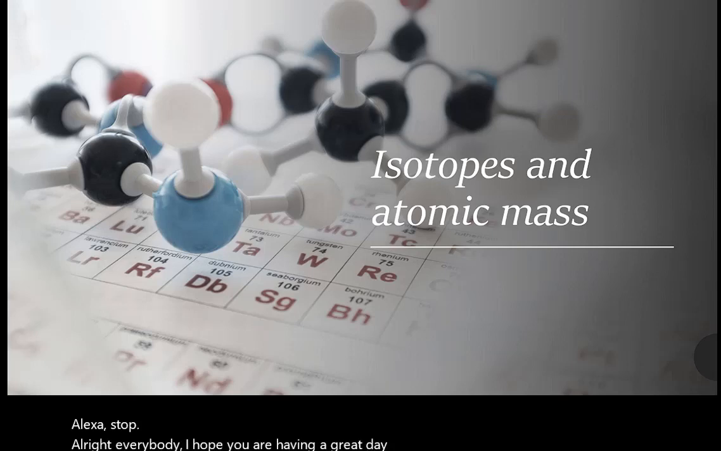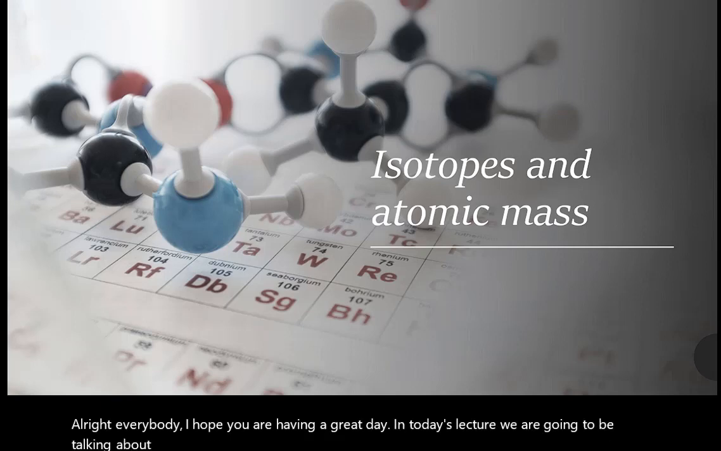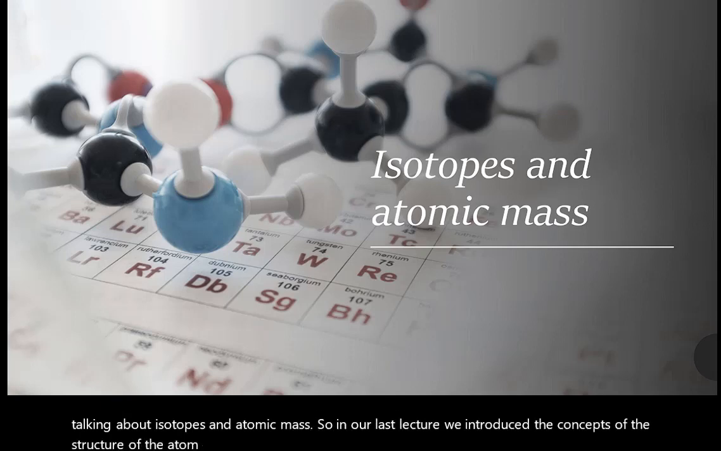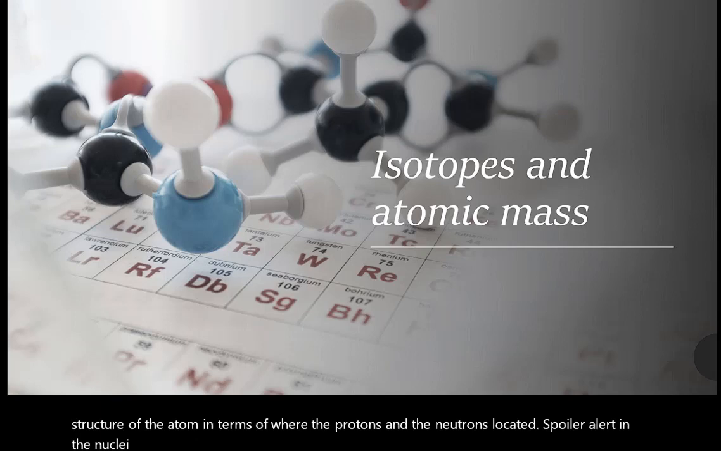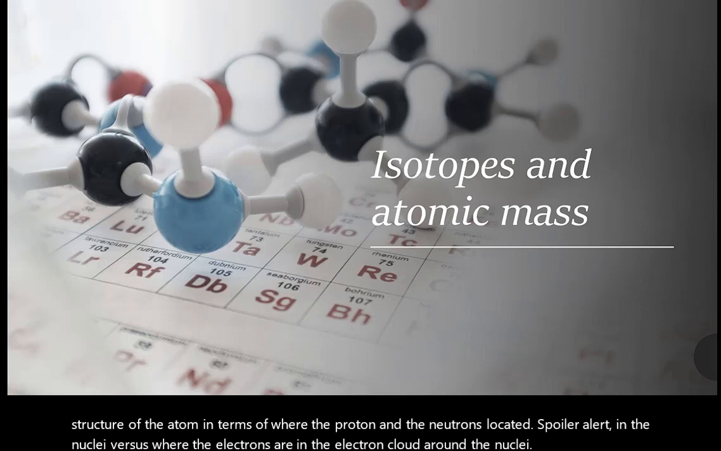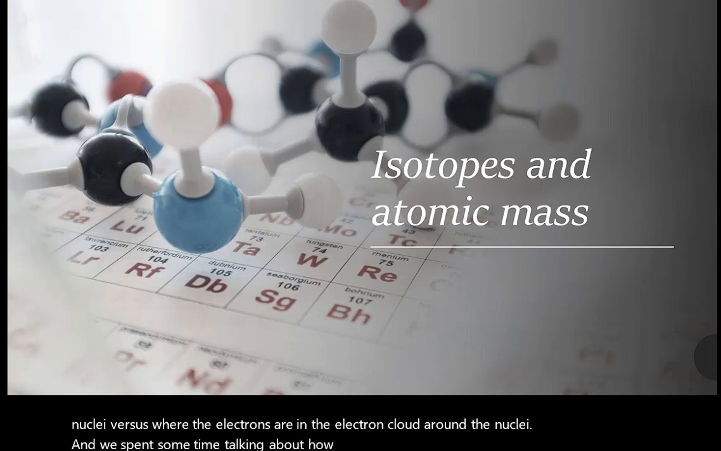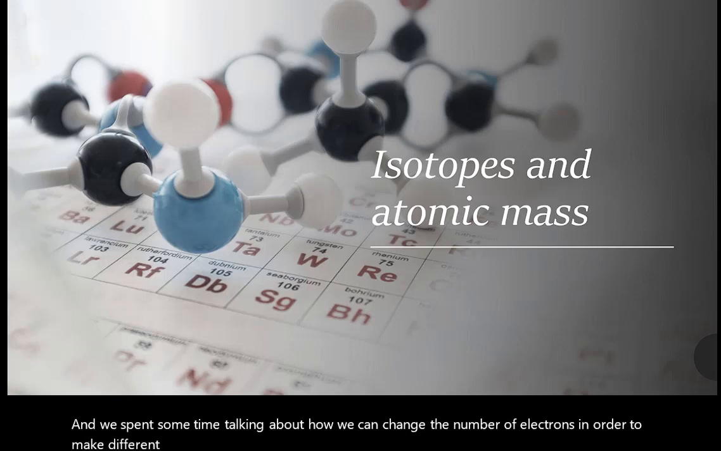In today's lecture, we are going to be talking about isotopes and atomic mass. So in our last lecture, we introduced the structure of the atom in terms of where the protons and the neutrons are located, spoiler alert, in the nucleus, versus where the electrons are in the electron cloud around the nucleus. And we spent some time talking about how we can change the number of electrons in order to make different ions. And we also talked about how you can't change the number of protons, right?